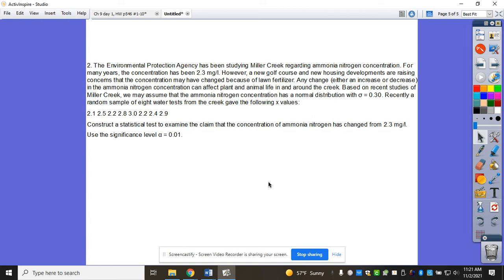So, the Environmental Protection Agency has been studying Miller Creek regarding ammonia nitrogen concentration. For many years, the concentration level has been 2.3 milligrams per liter. We probably know what that is, but maybe not 100% yet. However, new golf course and new housing developments are raising concerns that the concentration may have changed.